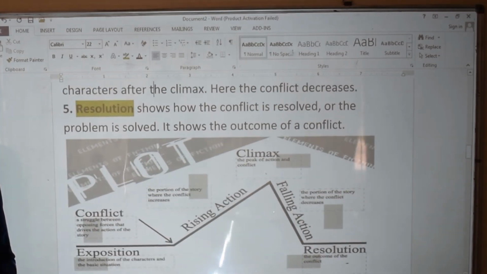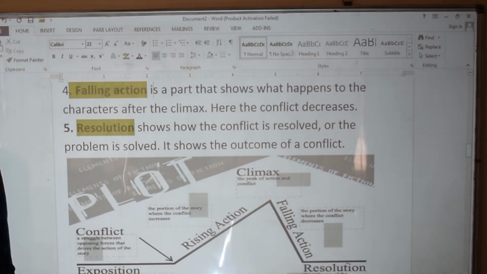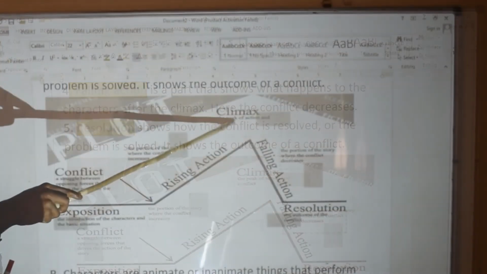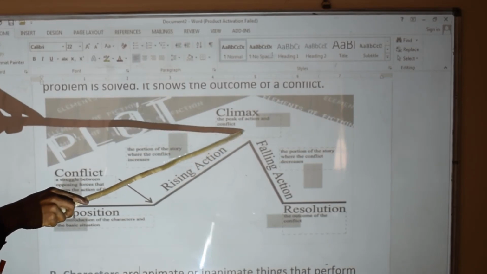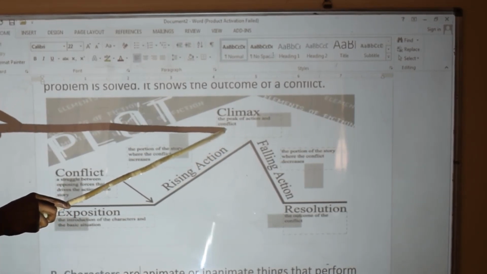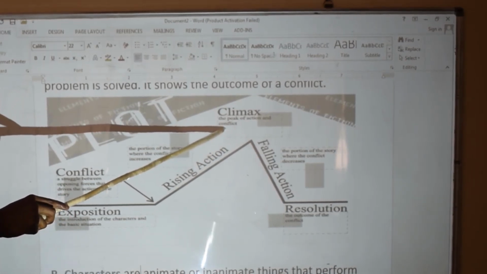The last stage shows how the conflict is resolved. Now it is a point where the conflict is being resolved. It shows the outcome of the conflict. Now I'm going to give a display that is going to describe the above parts of the stages.